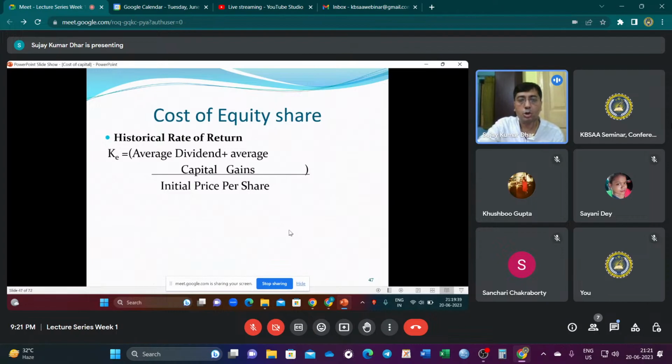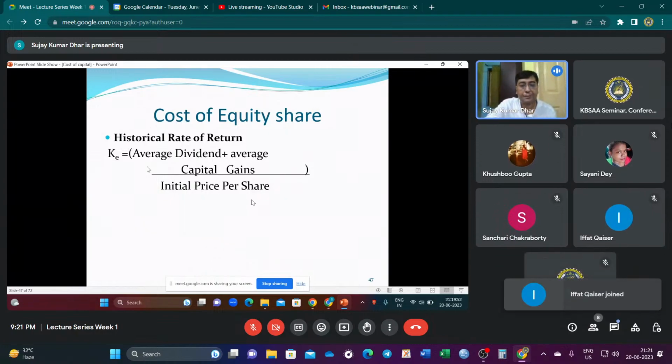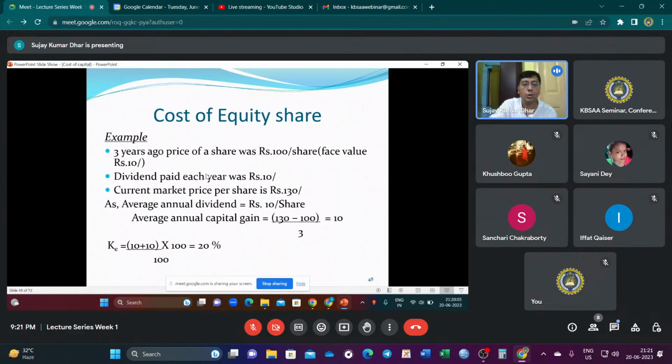Then I'm coming to cost of equity shares. Cost of equity share, it is historical rate of return: average dividend plus average capital gain by initial price per share. There are different methods of cost of capital. What is the example? 3 years ago, price of share was 100 rupees per share. Dividend paid each year was 10. Current market price is 130. That means purchase price is 100 rupees 3 years ago. Selling price is 130 after 3 years. That means you are getting capital gain of 30 rupees.